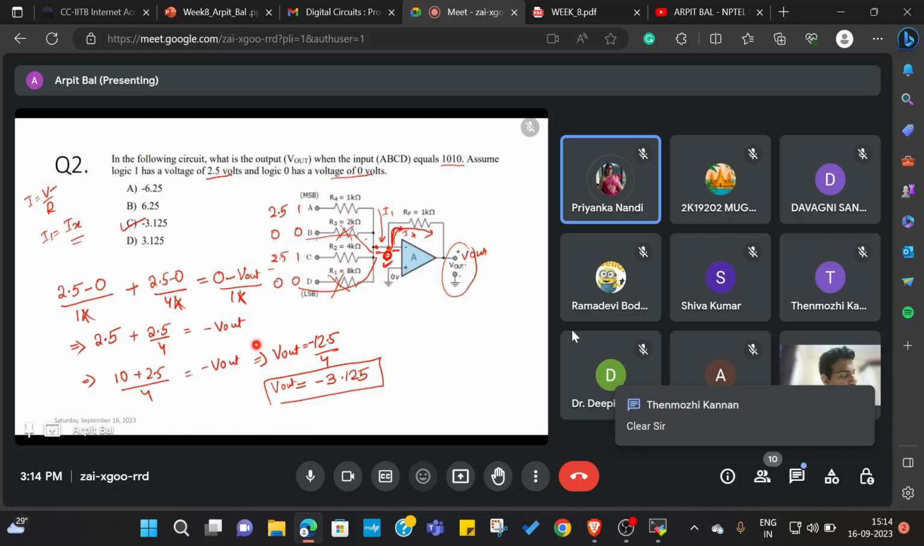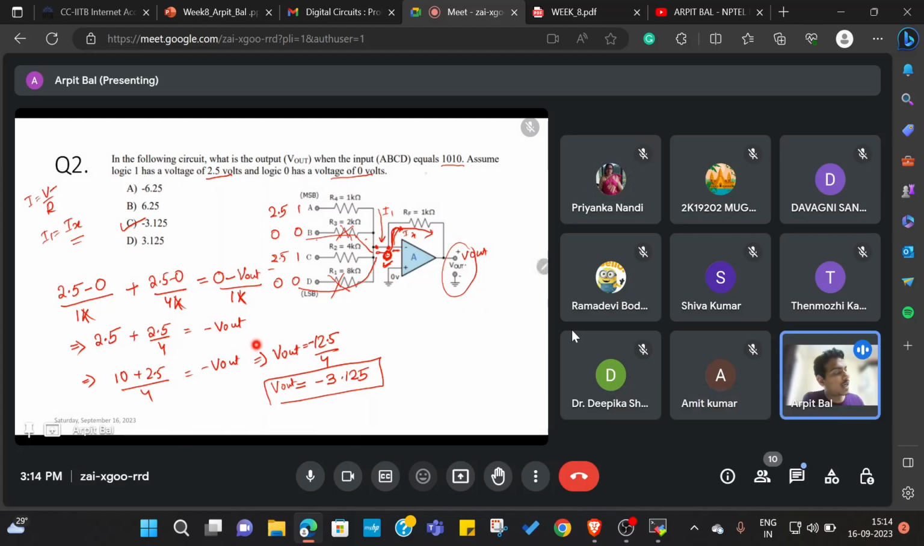Again, please. Okay. So what I did is, it is given to us that ABCD is 1010, and 1 corresponds to 2.5 volt logic and 0 corresponds to 0 volts. So I did the corresponding mapping here. Then I notice that the op amp is assumed to be ideal. So an ideal op amp doesn't take in any current.